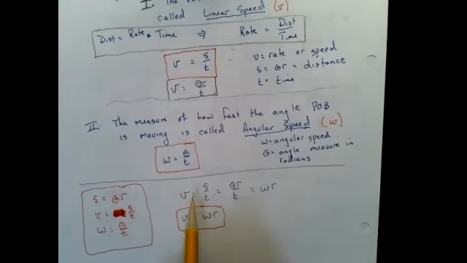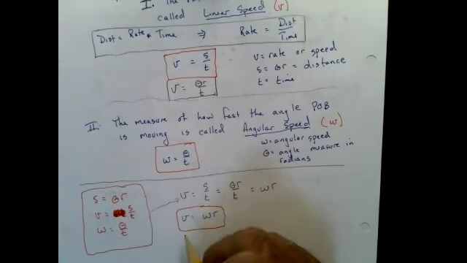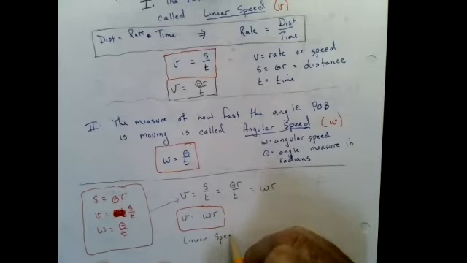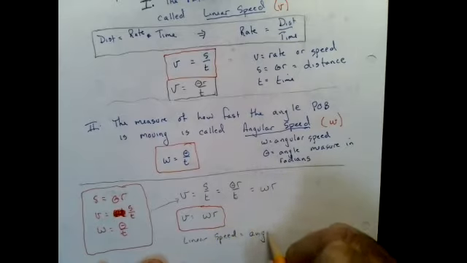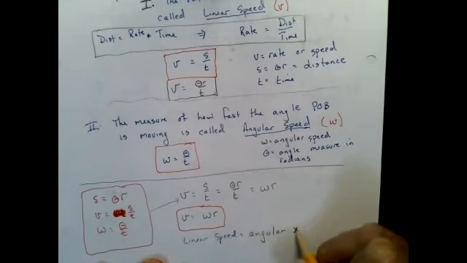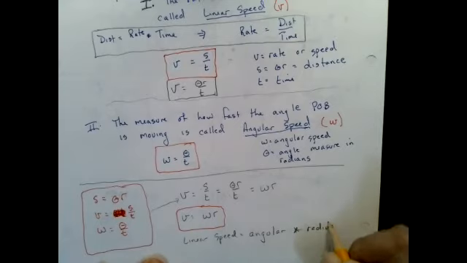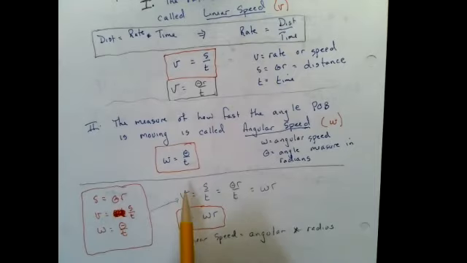Now, I took this and said, wait a minute, V equals S over T. So I started goofing around. V equaled S over T, right? And then S is theta R. And then W is theta over T. So, oh boy, I have V equals W R. So linear speed equals angular speed times the radius. Never would have thought that sentence made sense, but I did a little substituting.